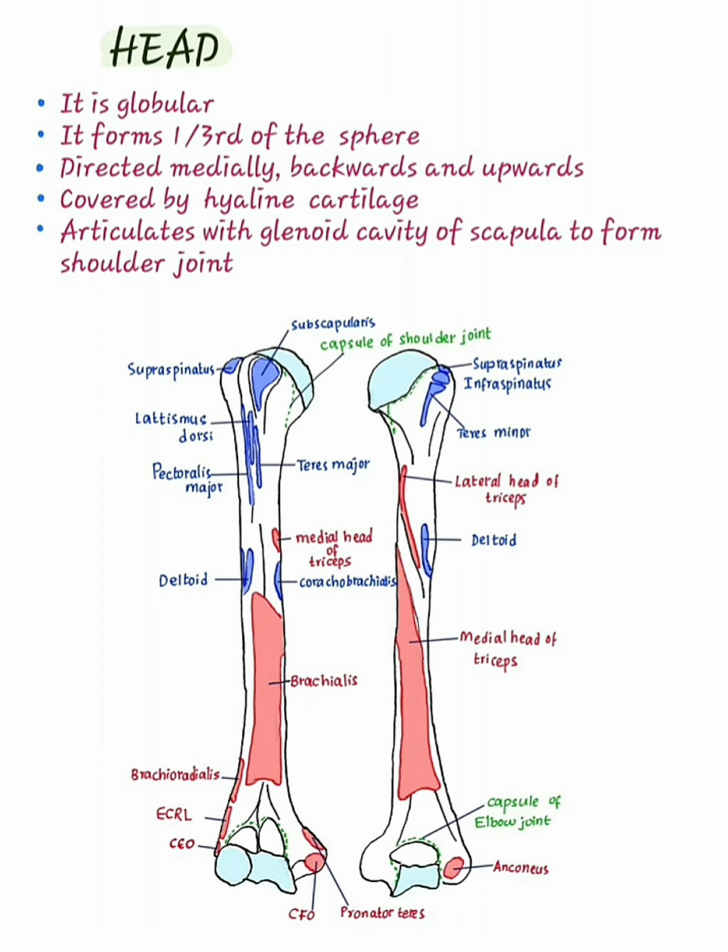First, let's see about upper end. Head. It is globular. It forms one third of the sphere. It is directed medially, backwards, and upwards. It is covered by hyaline cartilage. It articulates with glenoid cavity of scapula to form shoulder joint.